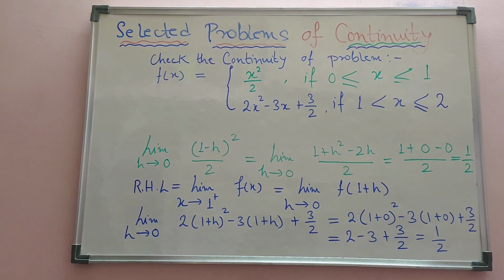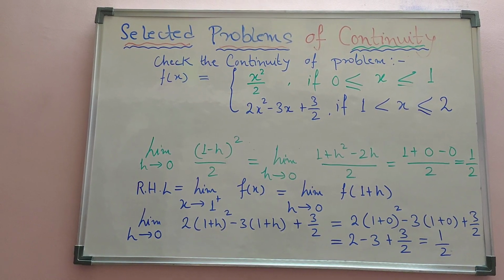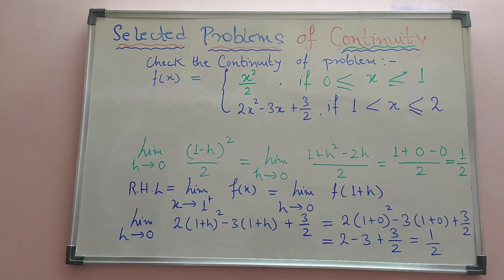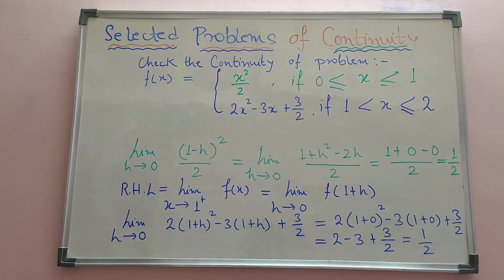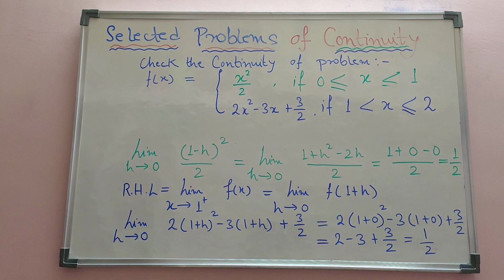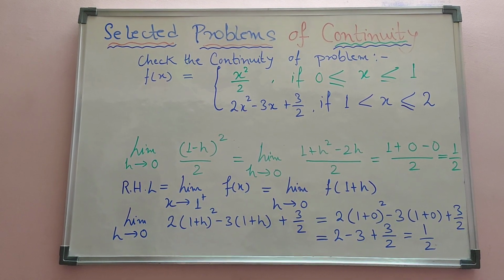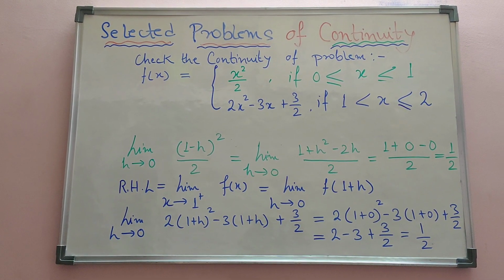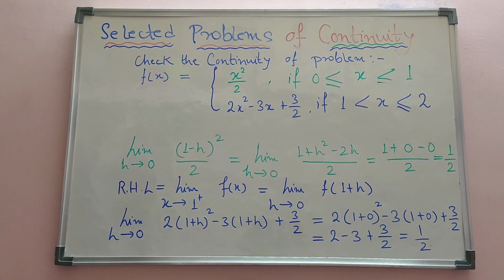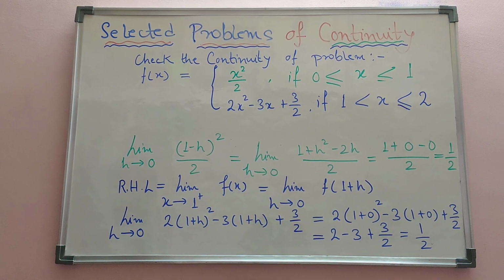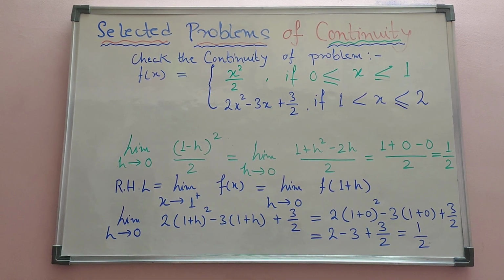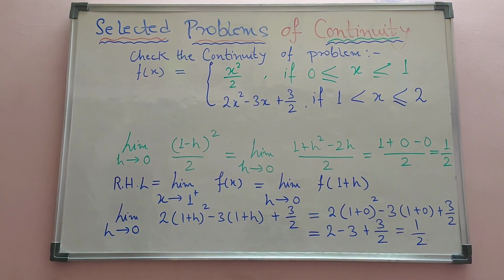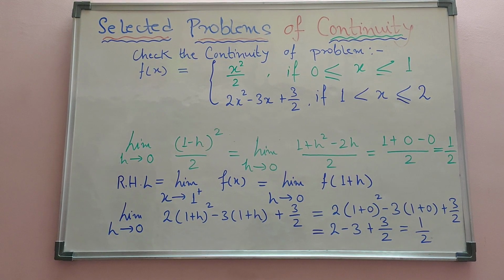So now replace x with h. So it becomes limit h tends to 0, in place of x 1 minus h, so it becomes 1 minus h the whole square by 2. Expand it. 1 minus h square becomes 1 plus h square minus 2h upon 2, limit h tends to 0. Put the value of the limit, it becomes 1 plus 0 minus 0 by 2, so it becomes 1 by 2.